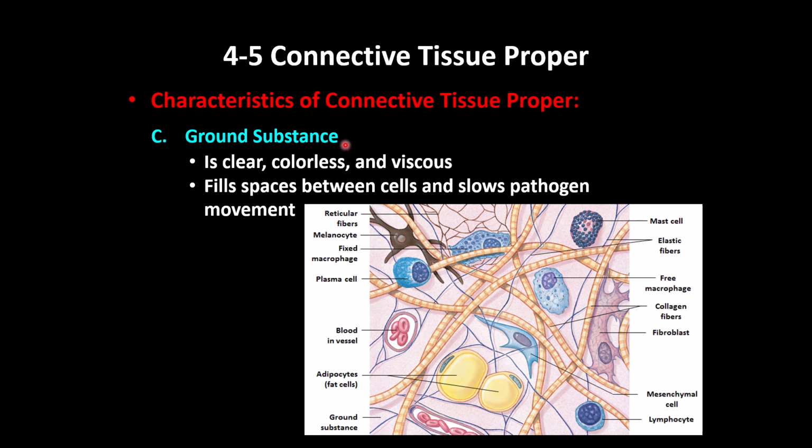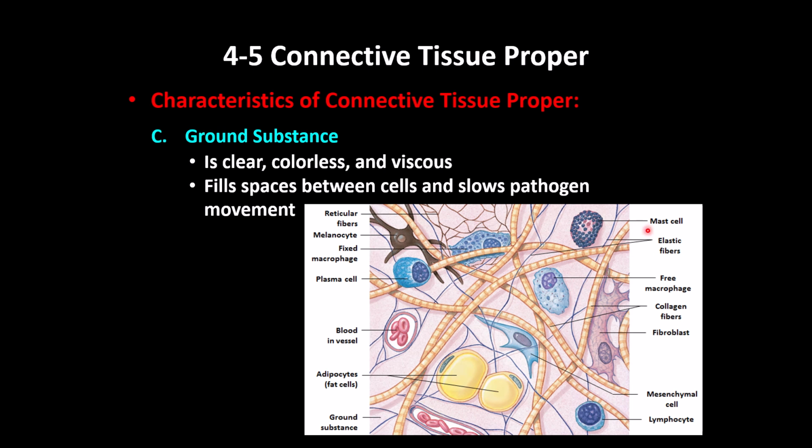The third characteristic is ground substance. It is clear, colorless, and viscous, and that viscosity is actually a good thing, because if an infection goes there, it slows down the infection, and that way the immune cells go there and destroy the infection.